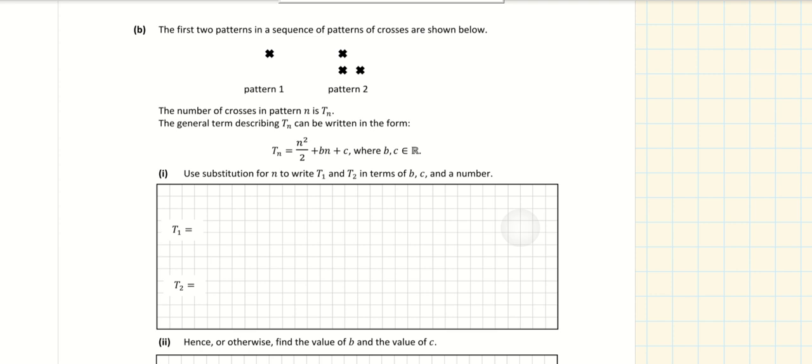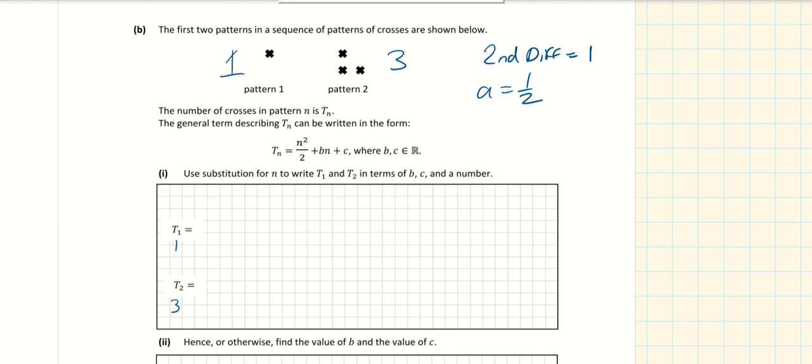Okay, so T1 we can see very clearly is 1 in pattern 1, and T2 is 3. So we have 1 and 3 here. Okay, we've got to sub these in. You're given it here, so you actually don't have to find out a, but here you can see that it's n squared over 2, so a is a half, because it's n squared over 2. So the second difference must be just 1. Okay, so half the second difference is a half. But anyway, use substitution.